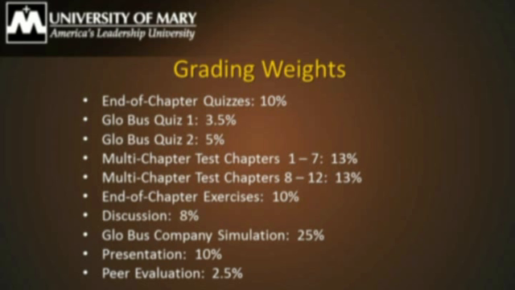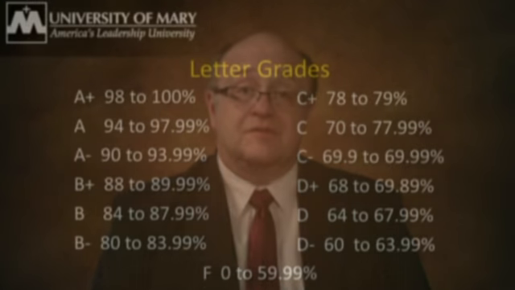The grading for the assignments is weighted as follows. End of chapter quizzes are weighted at 10% of the course. The Glo-Bus Quiz 1 is 3.5%. The Glo-Bus Quiz 2 is 5%. Each of the 2 multi-chapter tests are weighted at 13%. The end of chapter exercises are 10% and the discussions are 8%. The Glo-Bus simulation is 25%, the presentation 10%, and the peer evaluation is 2.5%. The grades are assigned as follows.